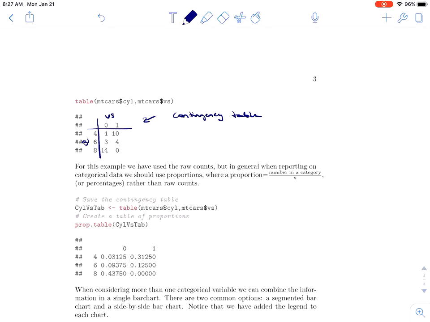And so we've got this shifted distribution, right? If you have a 4-cylinder, it looks like it's more likely that you're going to have a straight engine. Whereas if you have 8 cylinders, it looks like it's more likely that you'll have a V-shaped engine. And if you have 6 cylinders, who knows? 50-50 split.